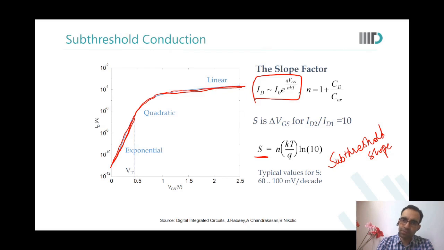ठीक तो है? You're saying the same thing. So this is logarithmic axis, right? Yes. ID. That is why exponential looks to be linear.